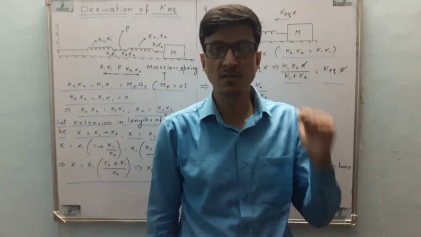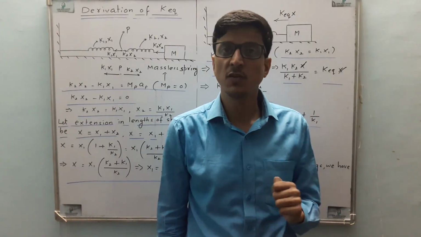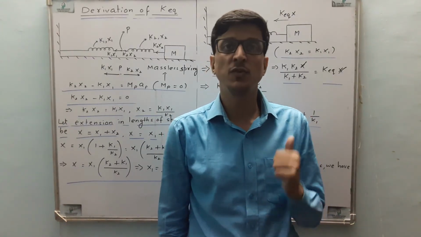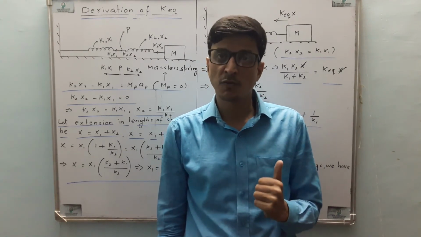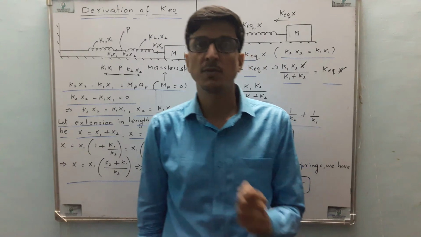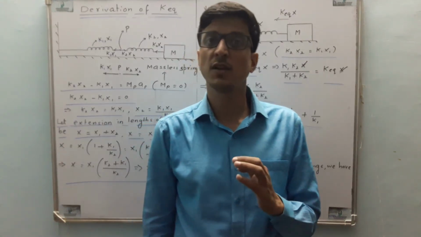I have told about this in my previous video. So this is the derivation of how we came to know that 1 by K equivalent is equal to 1 by K1 plus 1 by K2 for two springs, and it is equal to 1 by K1 plus 1 by K2 plus so on up to 1 by Kn for n springs.